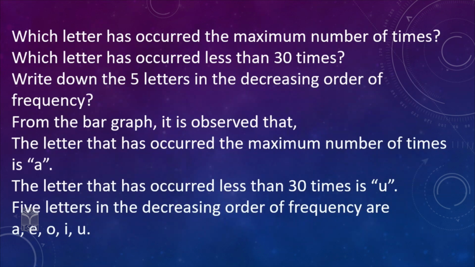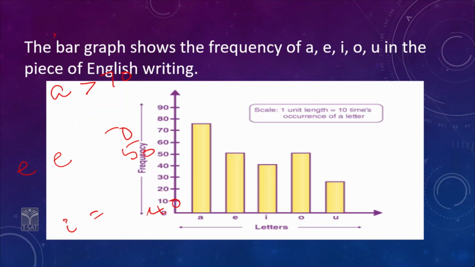Now, come to the next one. Which letter has occurred less than 30 times? Now, see it, less than 30 times. It is very clear, A, E, I, O. Among these, which is the smaller one? U is the smaller one. So, U comes less than 30 times. Okay.